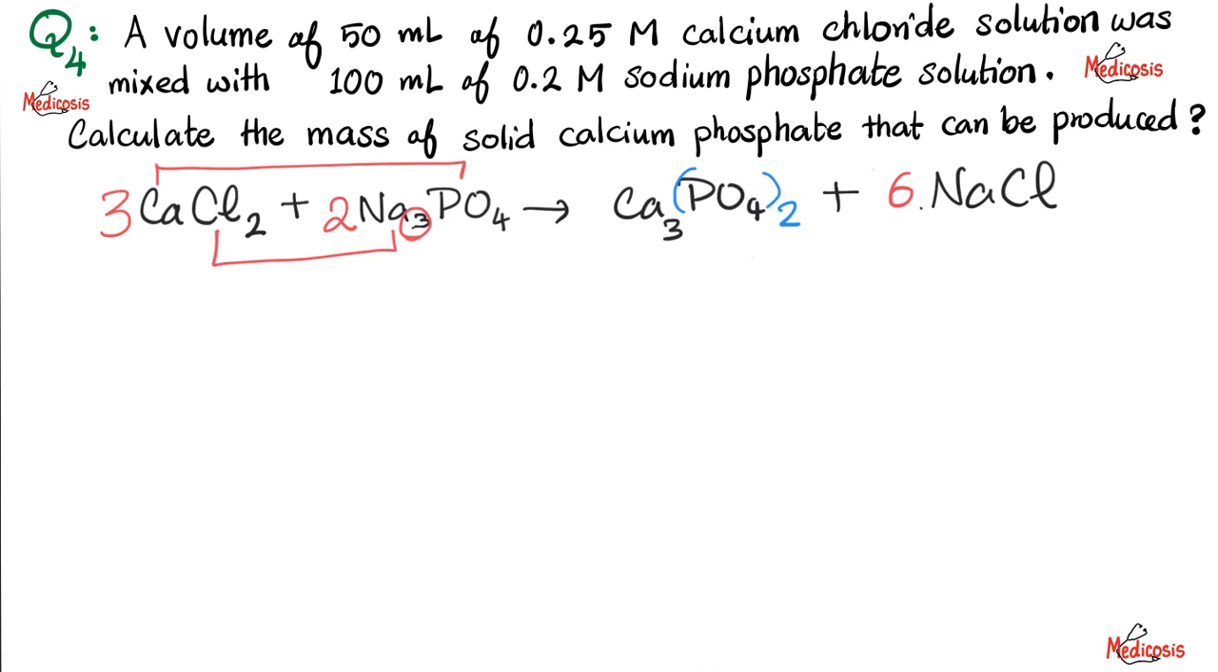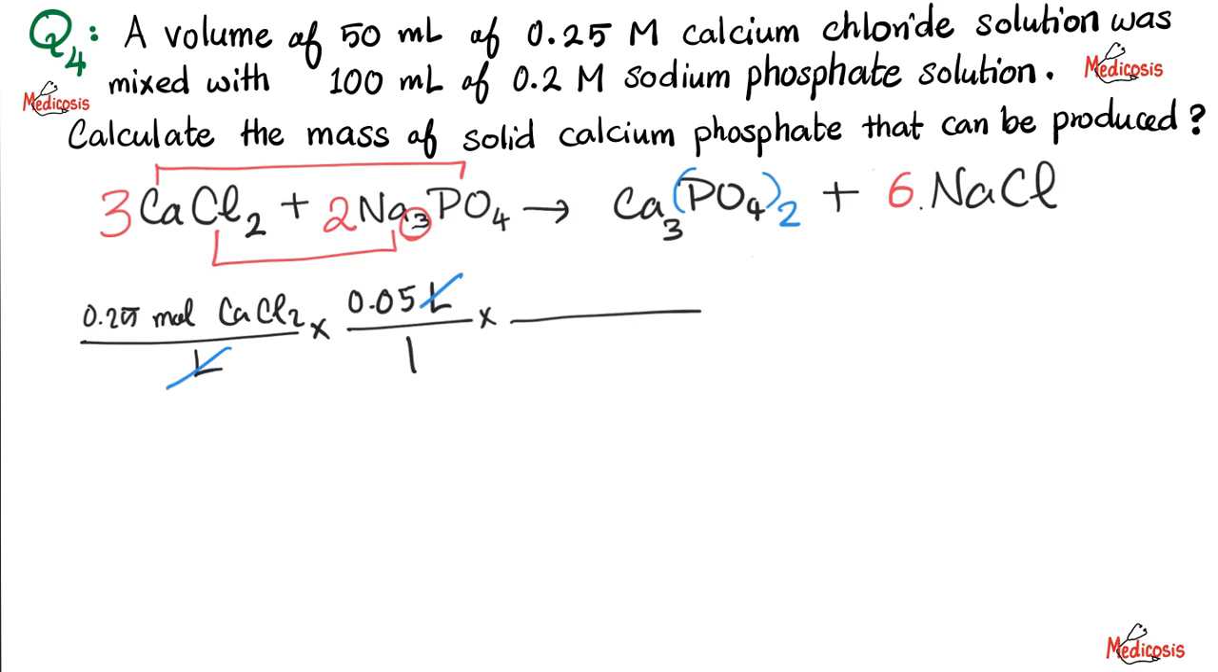Let's start with calcium chloride. What do you know about it? I know it is 0.25 molar, which means 0.25 moles of CaCl2 divided by liters, multiplied by its volume, 50 mLs, divided by 1,000 is 0.05 liters, divided by 1, cancel liters with liters. What do you want next? I want to put moles of calcium chloride in the denominator, just like that, okay, and use the mole ratio.